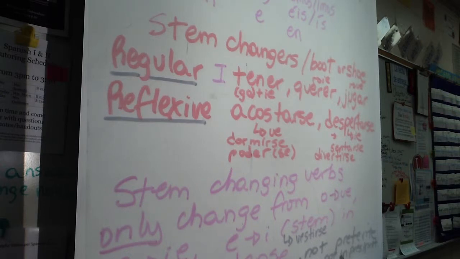What was the yo form? Tengo. Tengo. So it was that go change. Then the rest was tienes, tiene, tenemos, tienen. There was an IE change inside the little shoe.